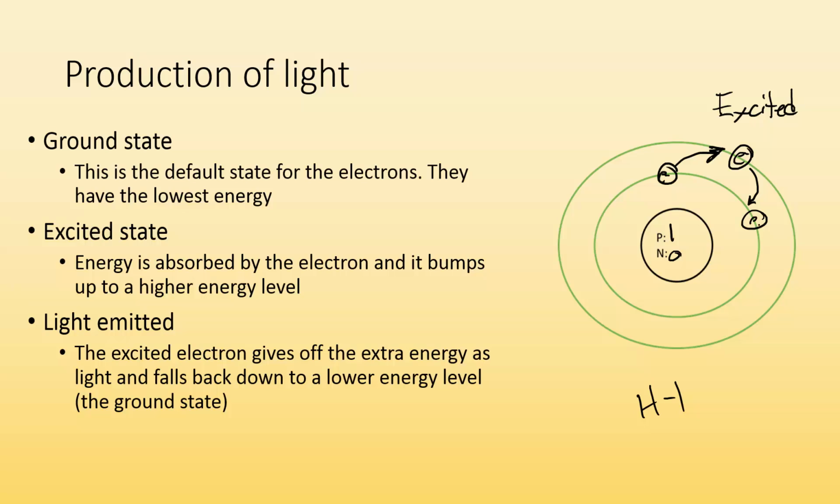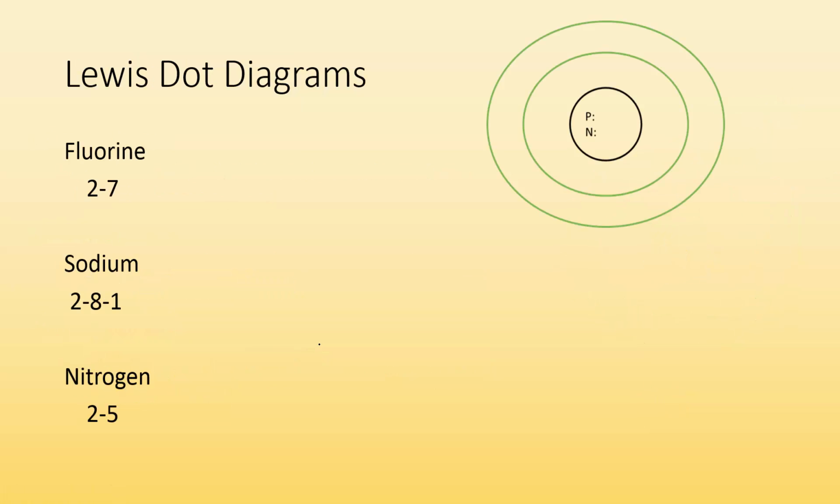Now, when that electron gives off that extra energy and falls back down to the lower energy level, back down to the ground state, it gives off light. So light is emitted when the excited electron gives off the extra energy and falls back down to a lower energy level. And that's how light's made.